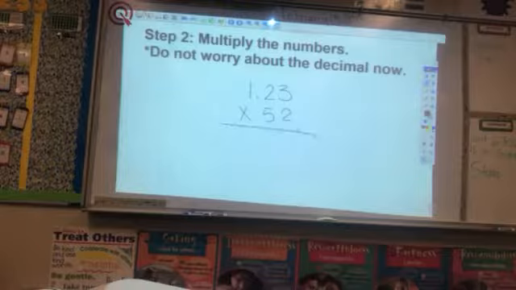So the first thing that we do is we're going to take the digit in the tens place right here, and I'm going to put a box around it. Some of you don't use the box anymore, and that's absolutely okay. I'm going to put a box around it, and we're going to multiply. So 2 times 3 is 6. 2 times 2, 4. 2 times 1 is 2.